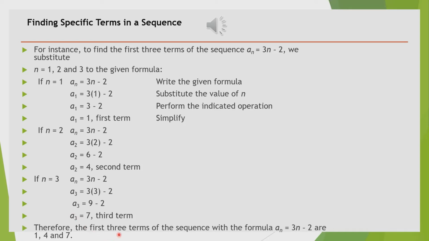Therefore, the first three terms of the sequence with the formula a sub n is equal to 3n minus 2 are 1, 4, and 7. These are the first three terms.